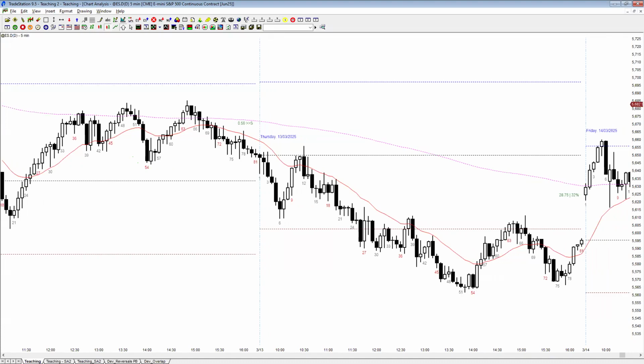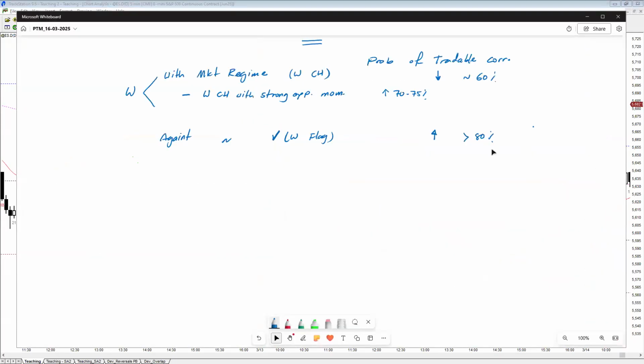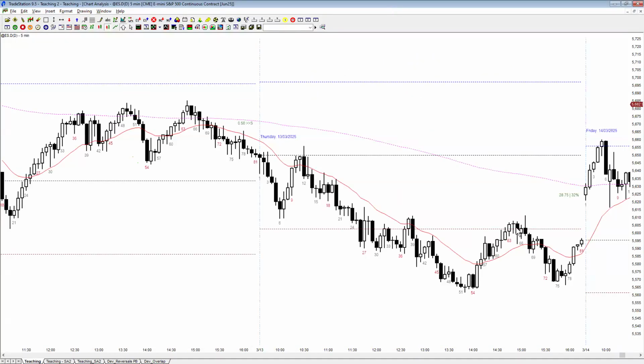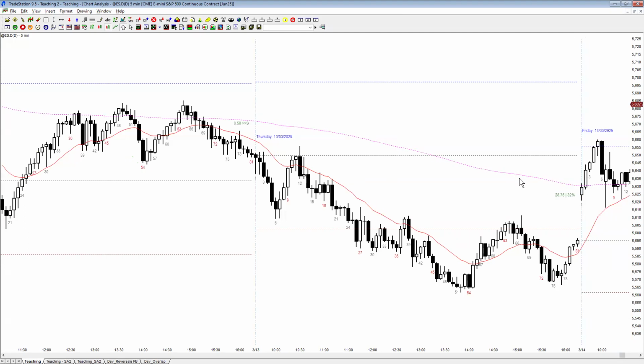But based on our classifications here, this is not a wedge channel with strong opposite momentum. This is a wedge in the direction of a market regime, so a wedge channel. And because of that, the first reversal is probably not going to work all that well for the bulls. It's still a tight channel. And we are still below that 200 bar moving average.